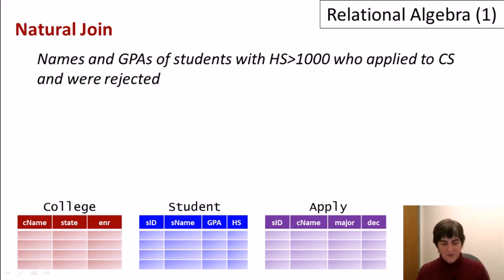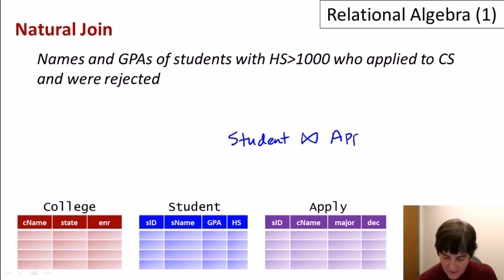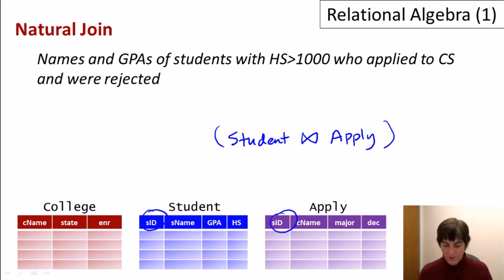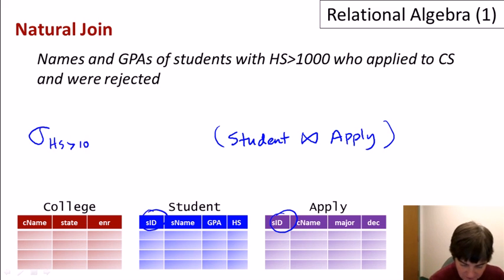Let's go back to our same query where we were finding the names and GPAs of students from large high schools who applied to CS and were rejected. So now, instead of using the cross product, we're going to use the natural join, which, as I said, was written with a bow tie. What that allows us to do once we do that natural join is we don't have to write that condition that enforced equality on those two attributes because it's going to do it itself. And once we've done that, then all we need to do is apply the rest of our conditions, which were that the high school is greater than 1,000 and the major is CS and the decision is reject.